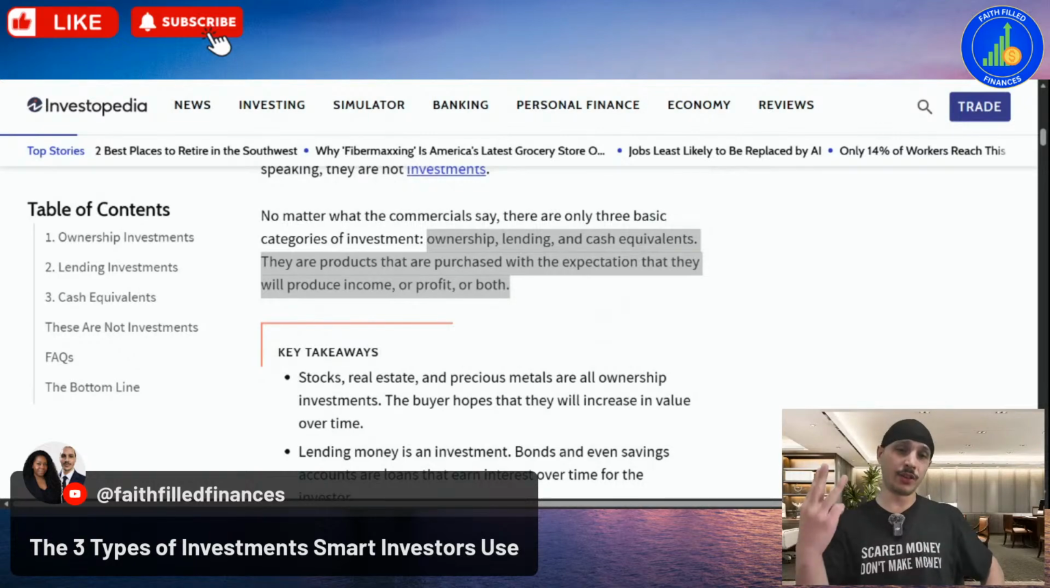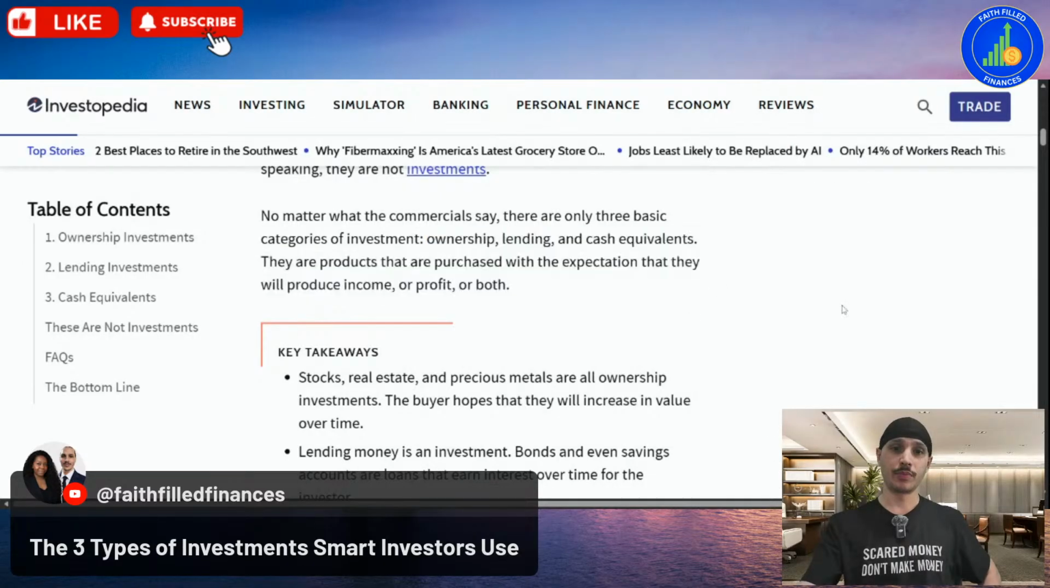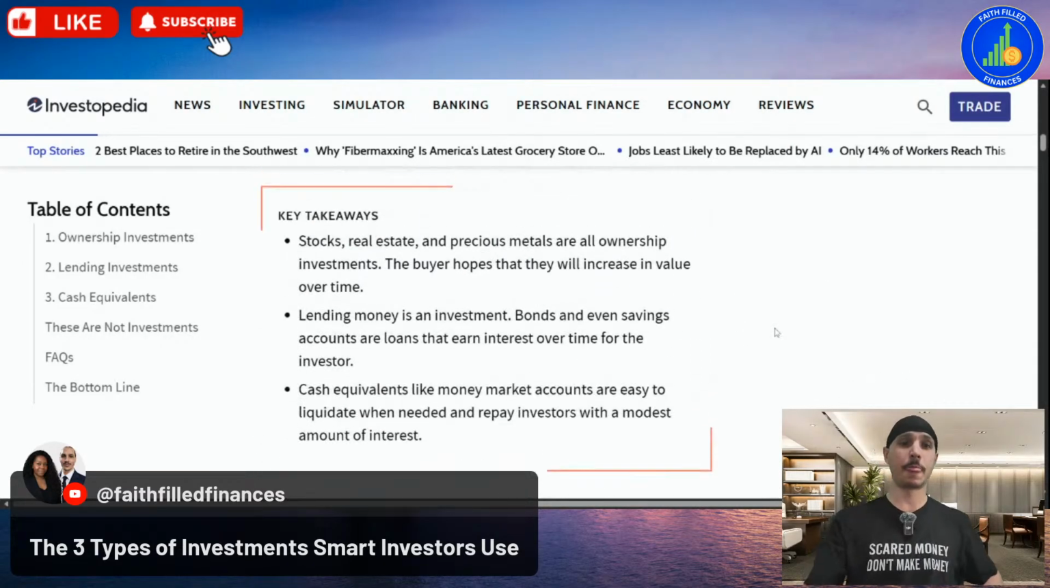These are investments. These are the three types right here: ownership, lending, and cash. They are products that are purchased with the expectation that they will produce income or profit or both. Key takeaways: stocks, real estate, and precious metals are all ownership investments. The buyer hopes that they will increase in value over time.